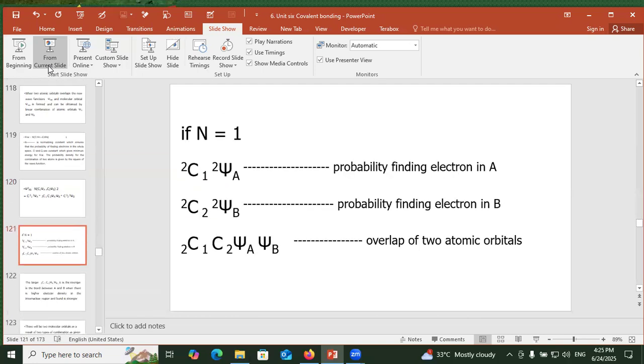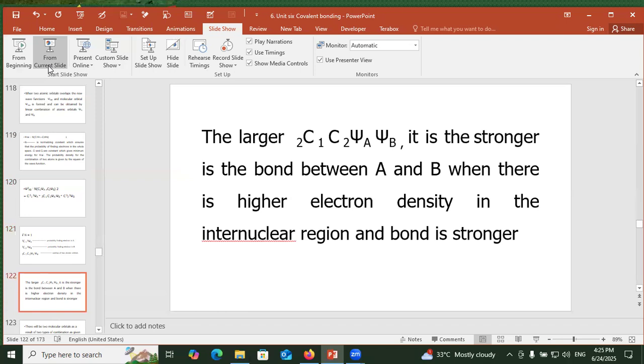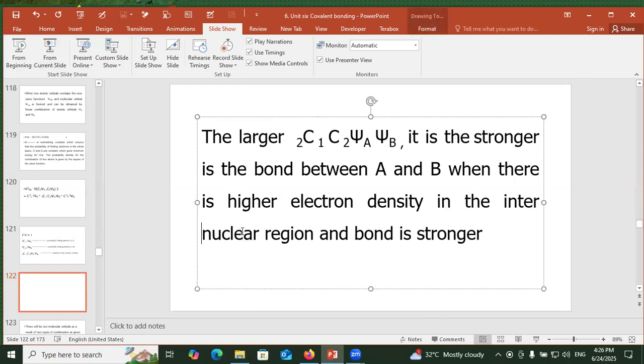If N equals 1, C1 square psi A square is the probability of finding the electron in A, C2 square psi B square is the probability of finding the electron in B, and 2 C1 C2 psi A psi B represents the overlap of the atomic orbitals. The larger the 2 C1 C2 psi A psi B term, the stronger is the bond between A and B, since there is a higher electron density in the internuclear region and the bond is stronger.